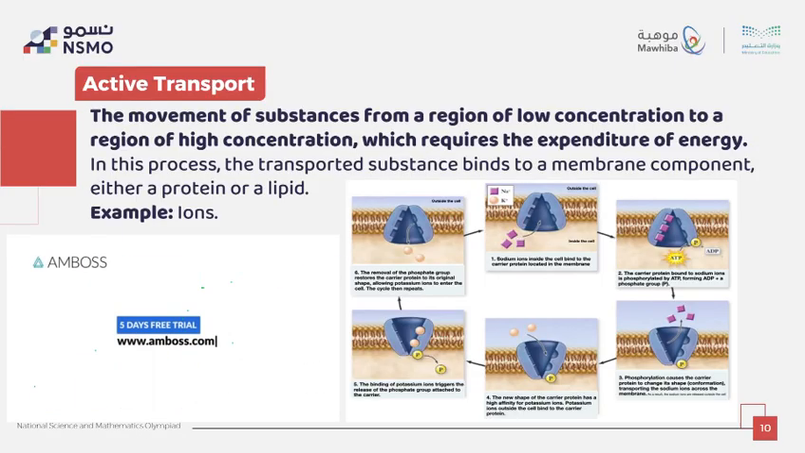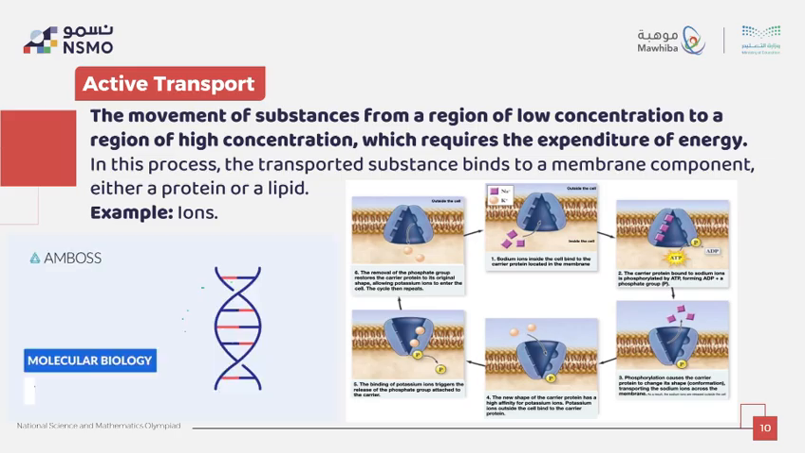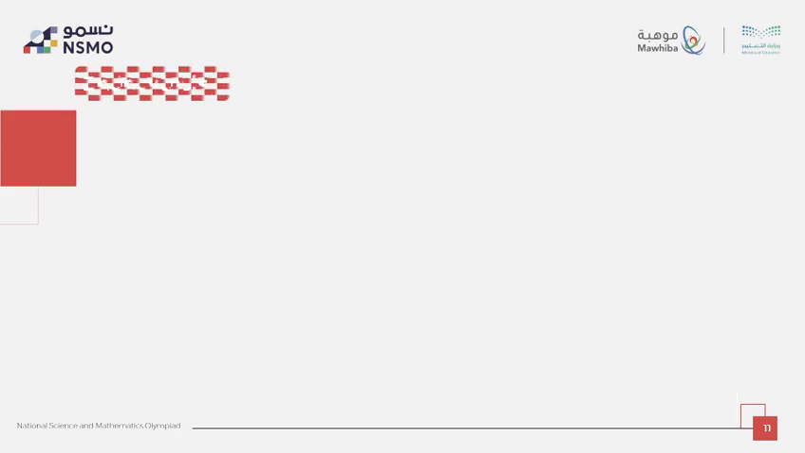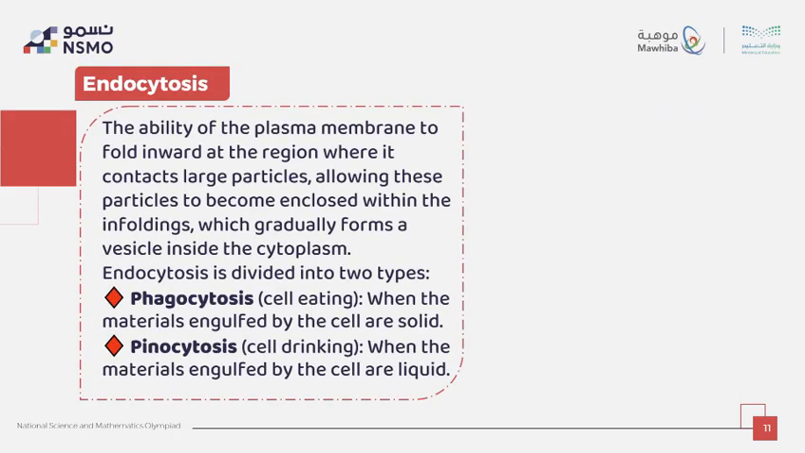And pay attention, guys. This type, which is active transport, is crucial for maintaining electrical gradients in nerve and muscle cells. So it's very important. The third process we have is endocytosis.